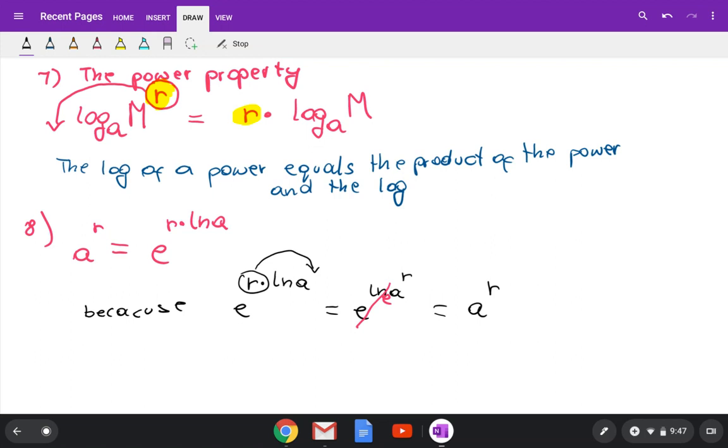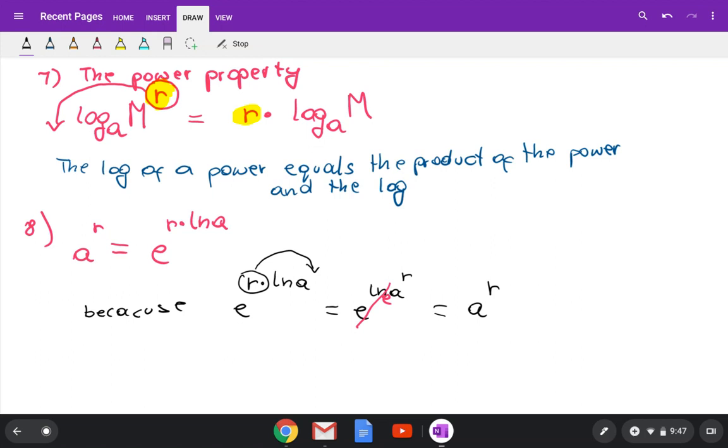So I'm just showing where this rule comes from. I actually applied the previous properties which I gave you: the power property, and the property when the exponential expression is raised to a power with a log of the same base. So they cancel each other. Okay, that's it. Next we're going to practice.